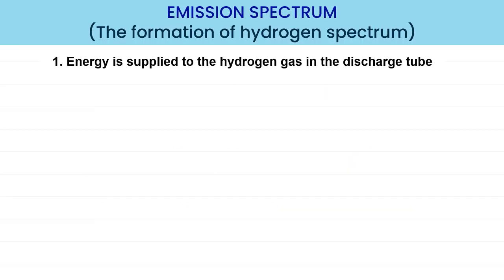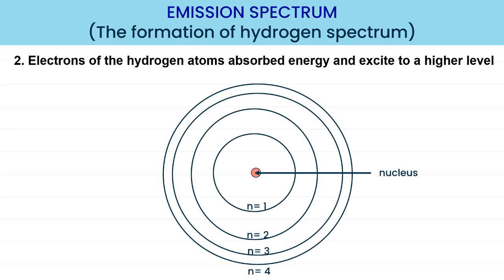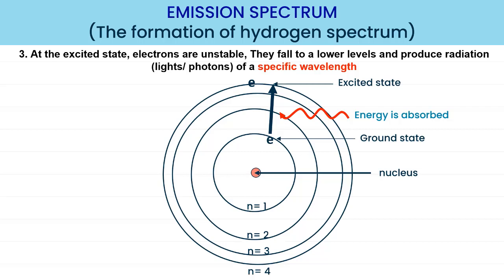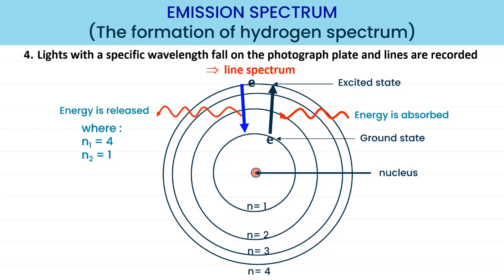Now we're going to discuss how hydrogen emission spectrum is formed. First, energy is supplied to the hydrogen gas in the discharge tube where the electrons are located. Then, electrons of the hydrogen atoms at ground state will absorb the energy and excite to a higher energy level. For this example, we're going to use ground state of 1 and excited state of 4. At the excited state, electrons are unstable. They will eventually fall to a lower level and produce radiation in the form of photons of a specific wavelength. Lastly, light with a specific wavelength falls on the photographic plate and lines are recorded.